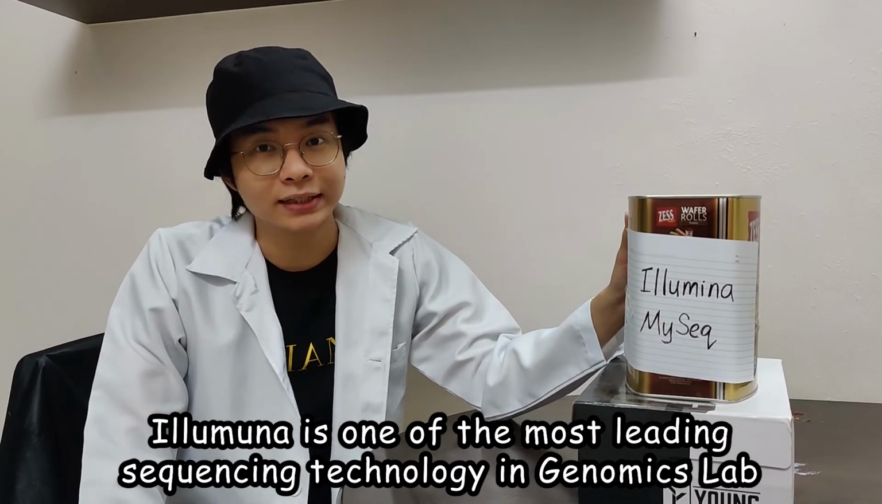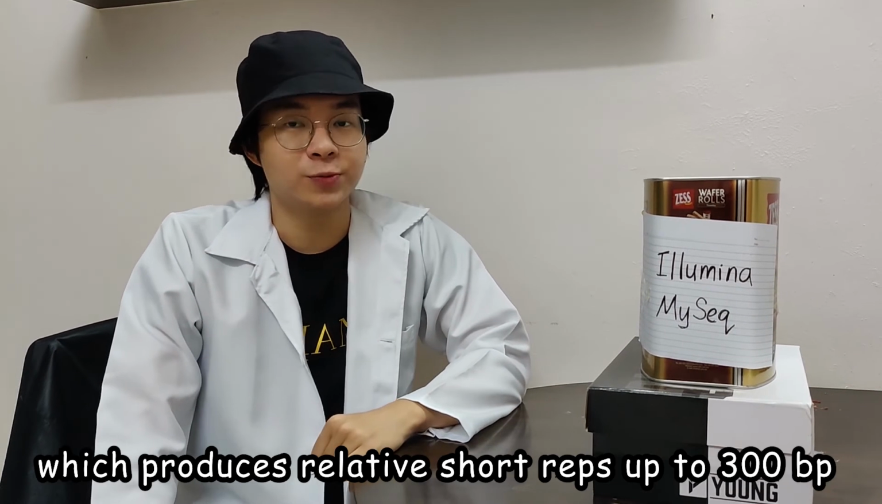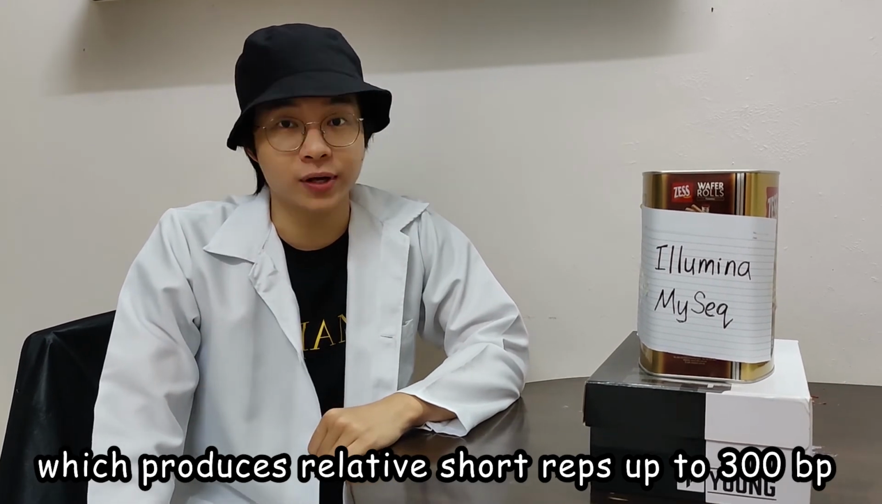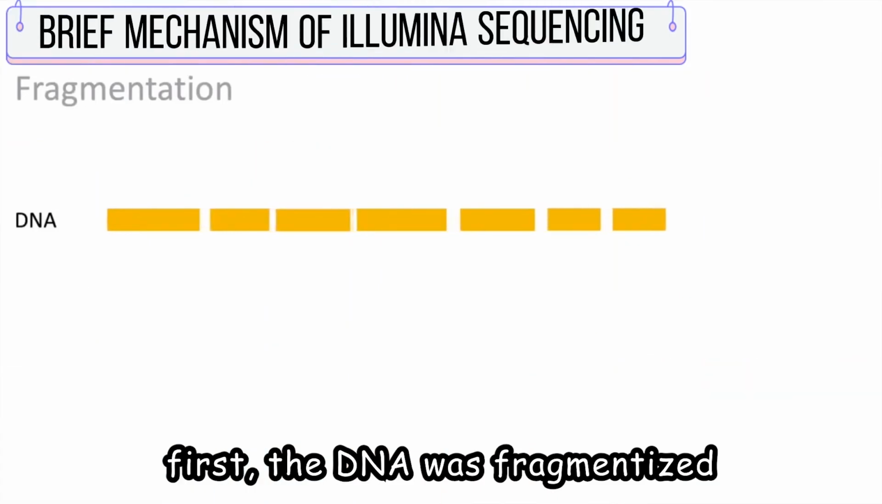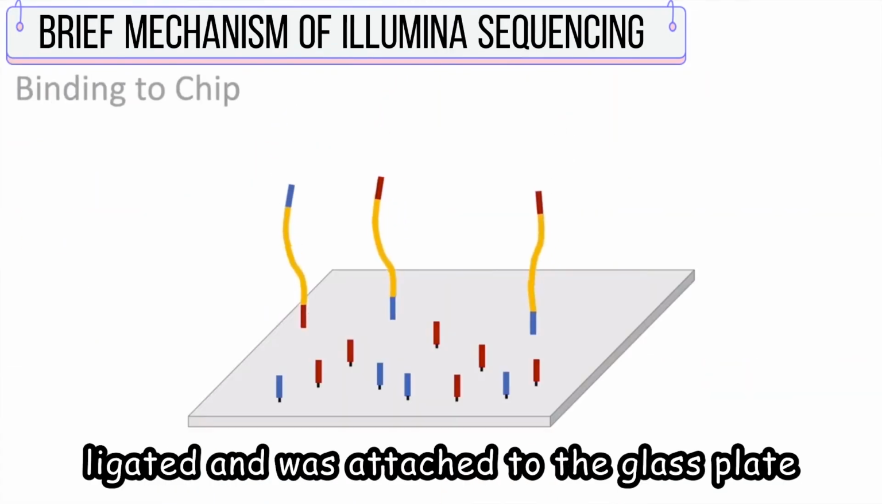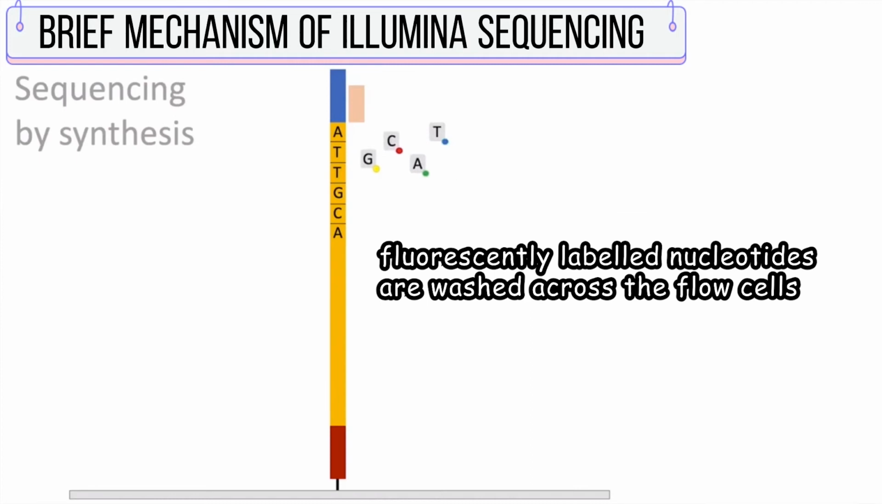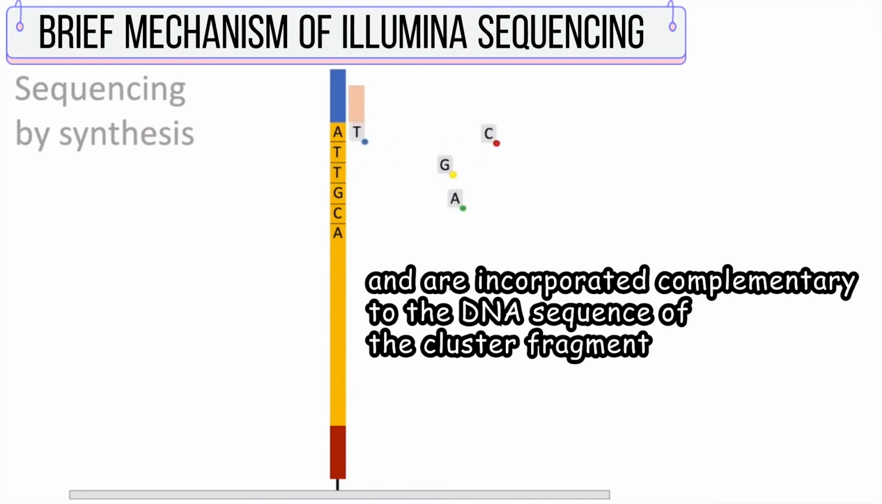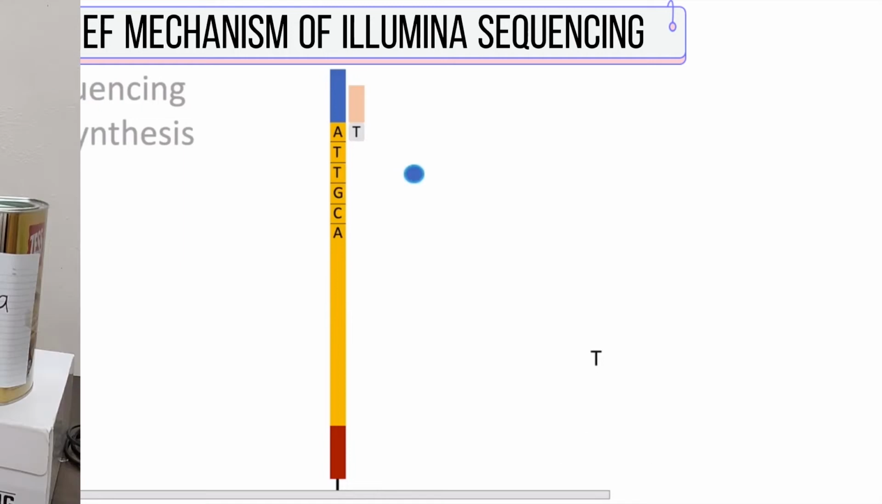Illumina is one of the leading sequencing technologies in genomic labs. It offers the highest throughput, which produces relatively short reads of up to 300 base pairs, with the lowest cost per base. First, the DNA is fragmented, ligated, and attached to the glass plate. Next, the DNA fragment is amplified by DNA polymerase. Fluorescently labeled nucleotides are washed across the flow cell and are incorporated complementary to the DNA sequence of the cluster fragment. Fluorescence from the incorporated nucleotide is detected, revealing the DNA sequence.